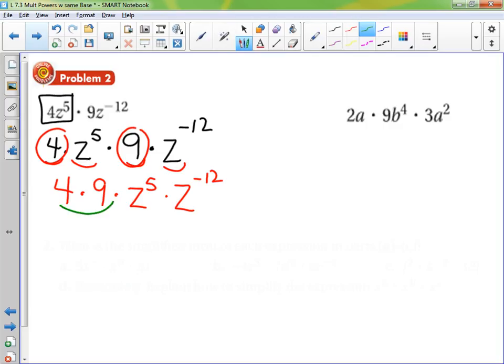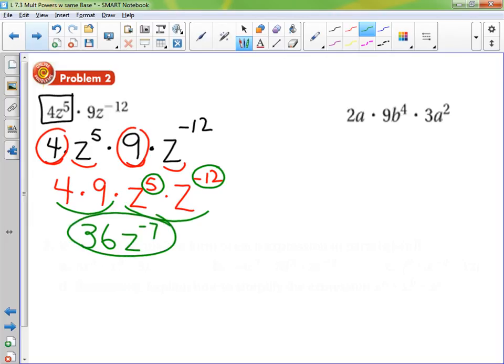And now I can take 4 times 9, which is 36, and I can take z to the fifth times z to the -12th. These are like bases, so I add the exponents, and I get z to the -7th. And that's it. So if I use this same strategy in the second example without rewriting it, really what I'm going to do is look at the problem and identify the coefficients, or the number parts, and multiply them together. 2 times 9 is 18. 18 times 3 is 54.